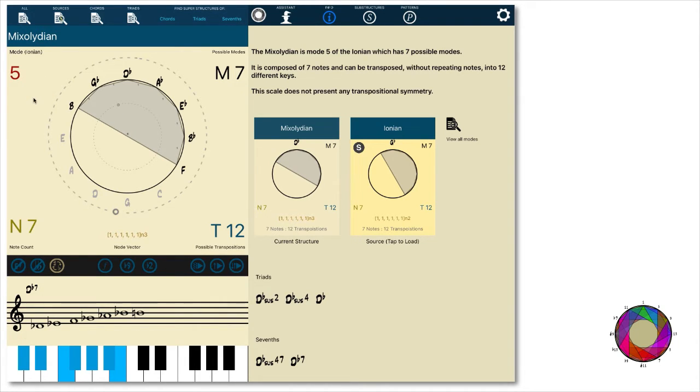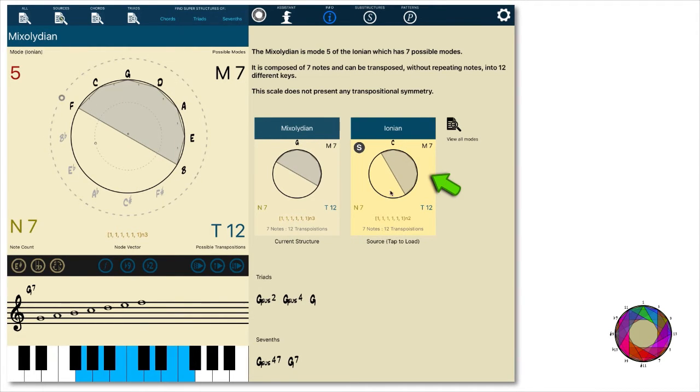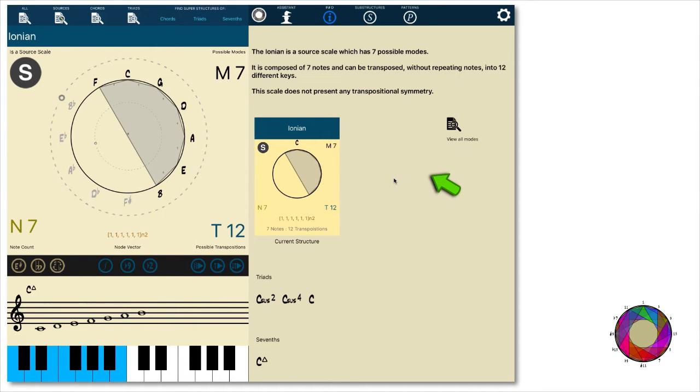Let's turn the circle to the key of G, and we can see that the G Mixo is the 5th mode of the C Ionian or major scale. You can reload the source by tapping on the source card here. So we're back in C major Ionian.